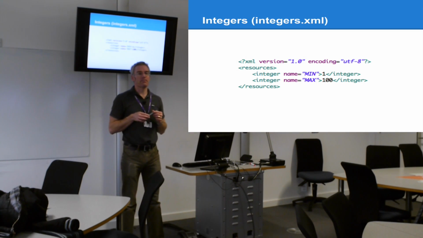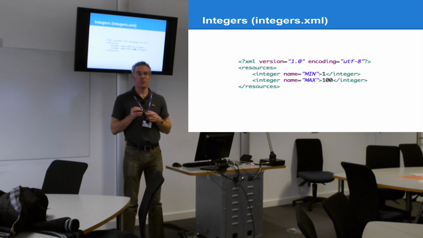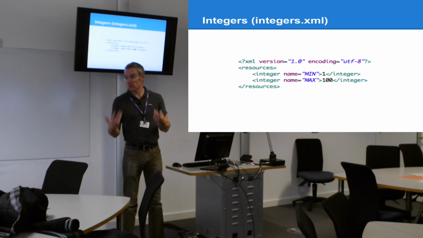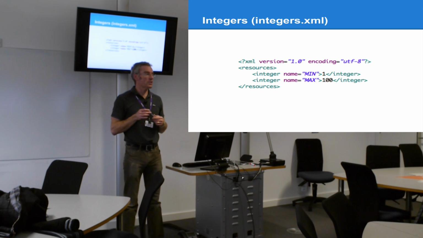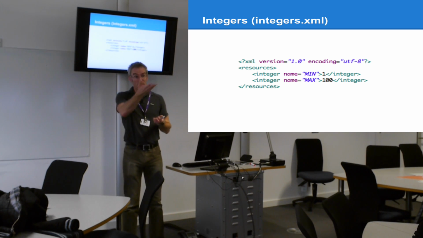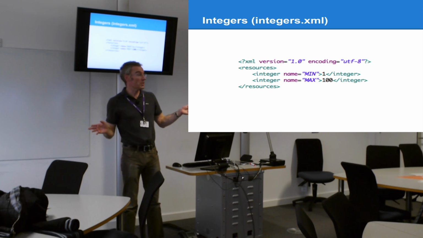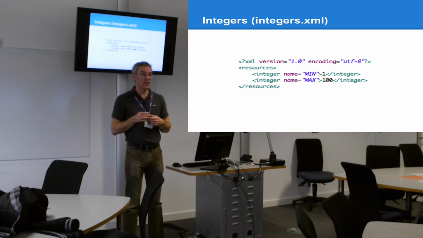Look at the integers. I've created 2 constants in my integers file. Again, XML and resource tags. I've now got an integer tag. And I've got the name of min and max. And because I've made them as constants, I want to refer to them as constants. You normally capitalize constants, don't you? So I simply make the name attribute capitalized. And I've now got 2 global constants across my whole project. And I can reference those anywhere I want.